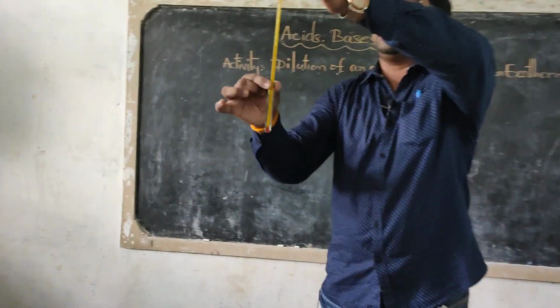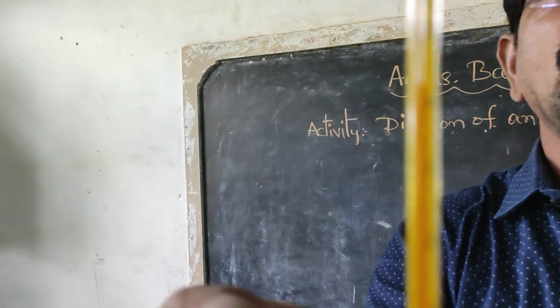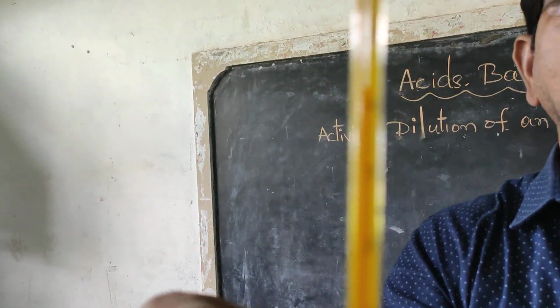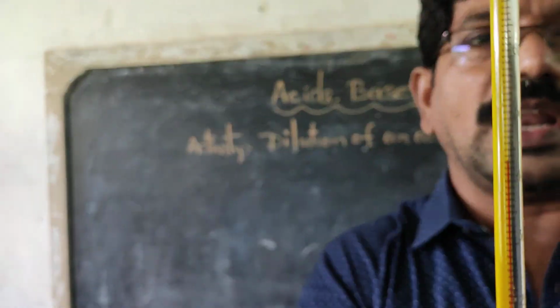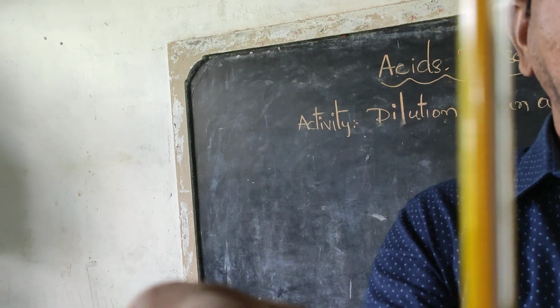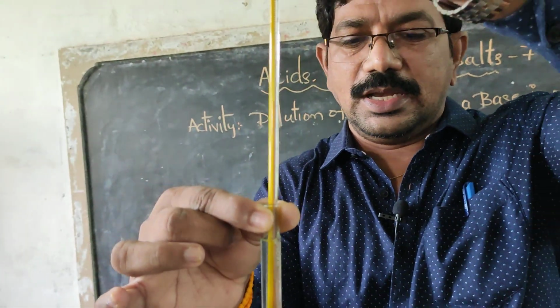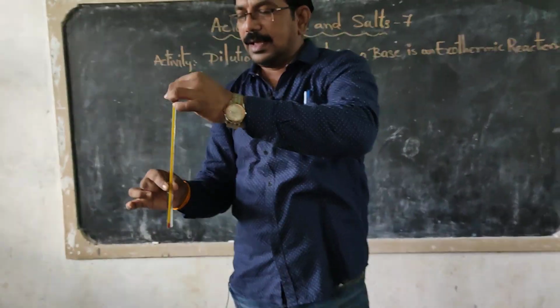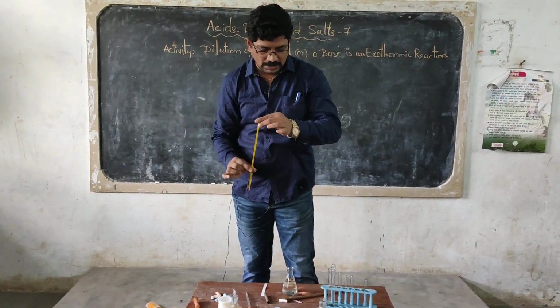Now see this one, children. It is exactly 45 degrees centigrade. See the red mark. The initial temperature is 25 degrees centigrade. After adding acid to water drop by drop, the temperature has reached 45 degrees centigrade. So we can say that dilution of an acid is an exothermic reaction.